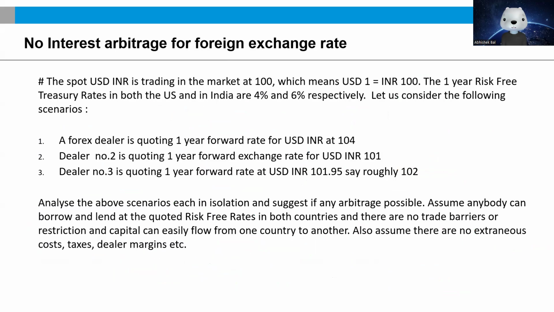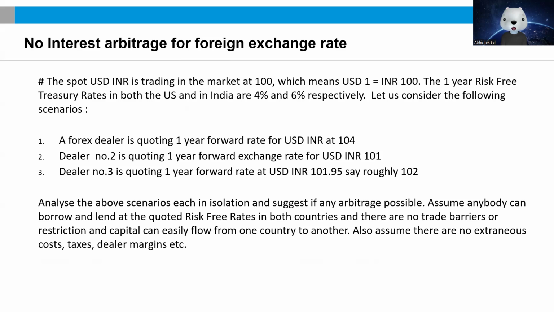The same concept could also be extended to when we talk about foreign exchange rates. So I'll again demonstrate how it is being used. Let's take this example. The spot USD INR is trading in the market at 100, which means 1 USD is equal to INR 100. And the 1 year risk free treasury rates in both the US and in India are 4% and 6% respectively.